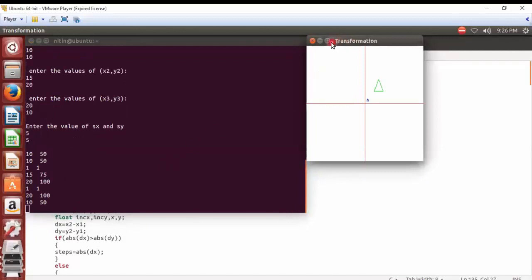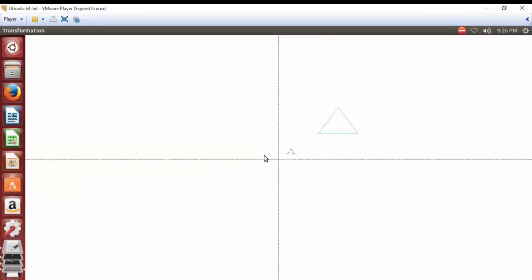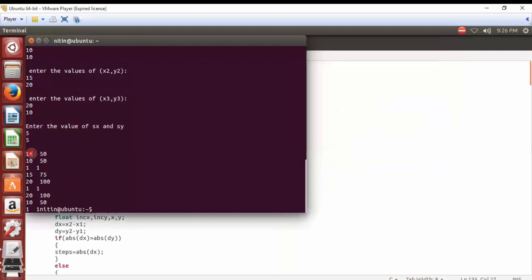So this is our output. This is the previous triangle, the blue one, and the scaled triangle. So here 5 will get multiplied to the previous xy values. 10, 10 will become 50, 50. 15, 20 will become 75, 100. 20, 10 will become 100, 50.